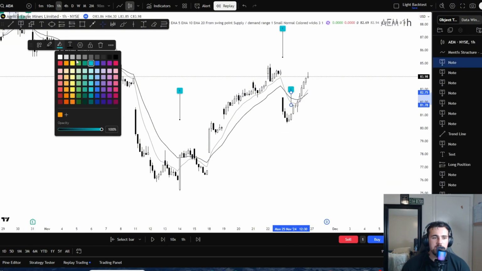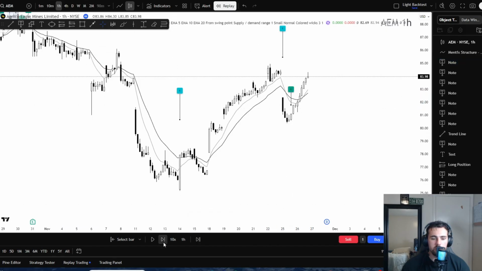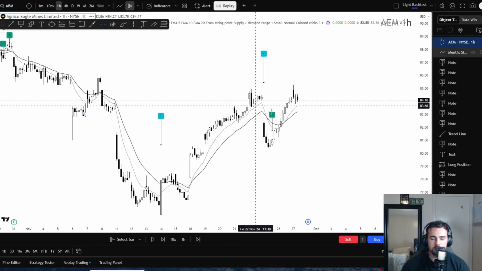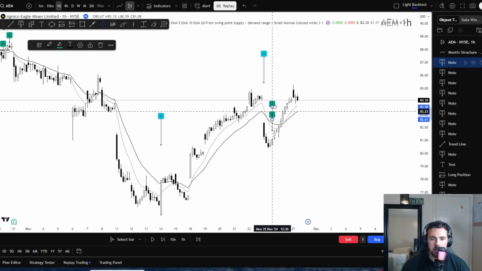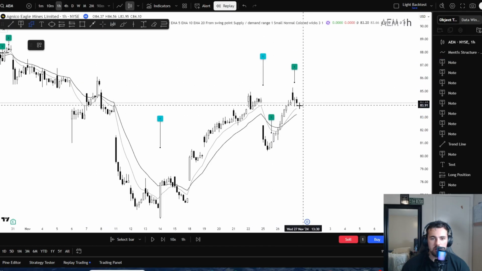This would be the accumulation on the 1 hour. This would be hopefully a first high to target on the 1 hour. Yep. This would be the first high to target. We're looking to liquidate this range.